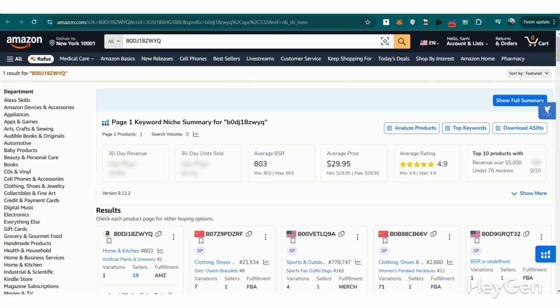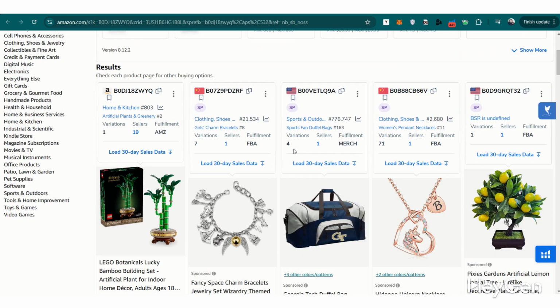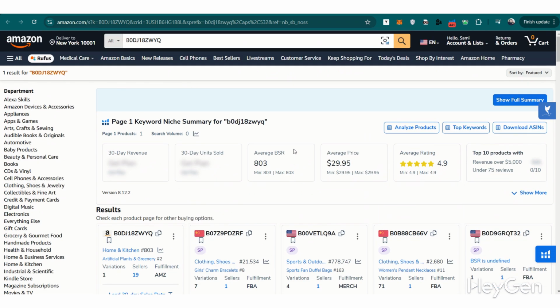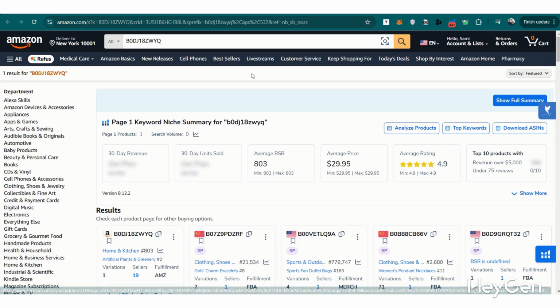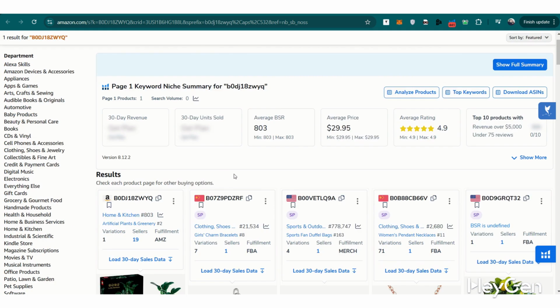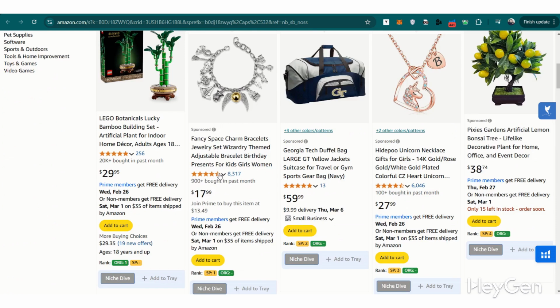If your ASIN doesn't appear organically in search results, but only shows up as a sponsored ad, it might be suppressed. To check, search for the ASIN directly. If it's missing from organic results, there's an issue that needs attention.